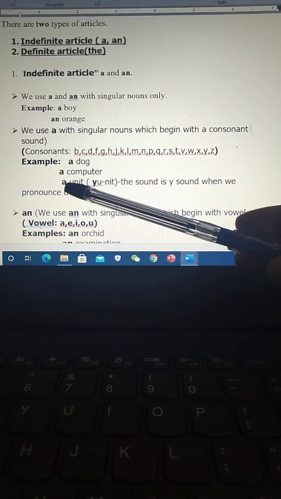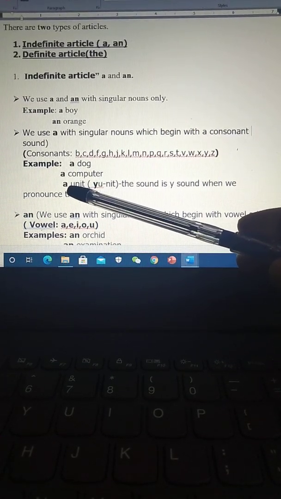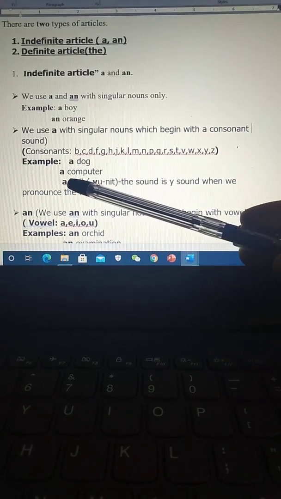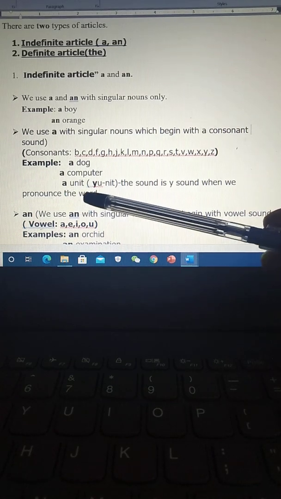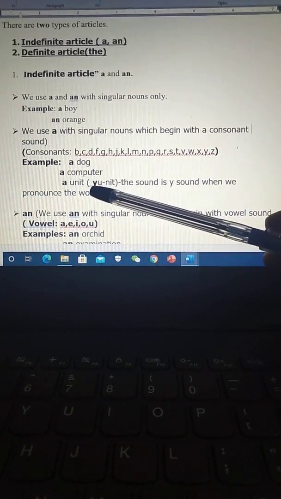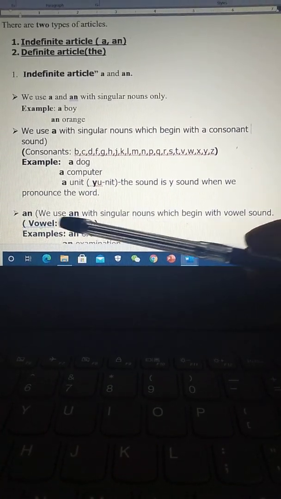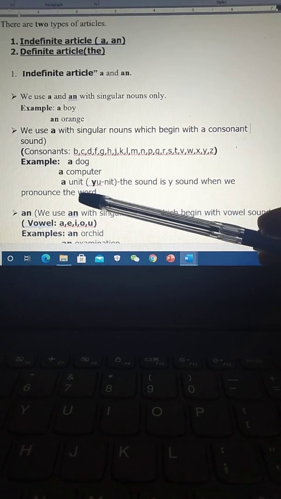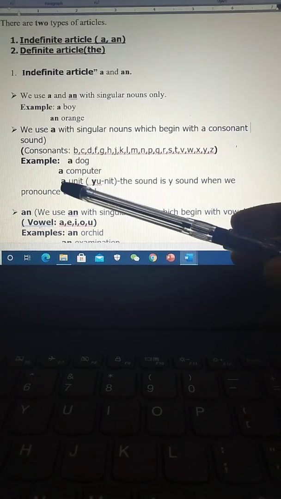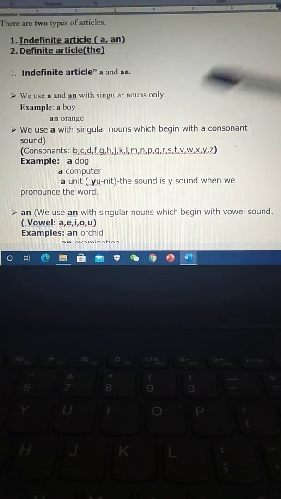When you see the word unit, the letter U, we might think that it is a vowel, so it has to go as an. But when we pronounce the word, we say unit, a Y sound. That's why we put a unit. So we have to focus on the pronunciation, not on the letter. We use a for all the consonant sounds which I have listed here.